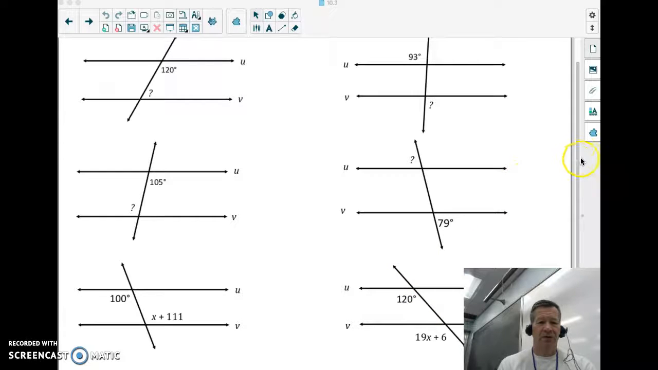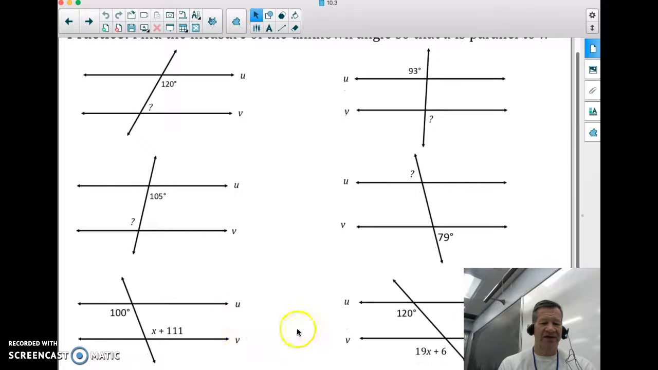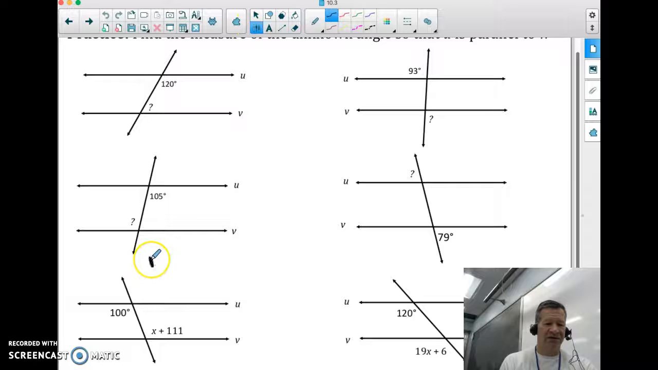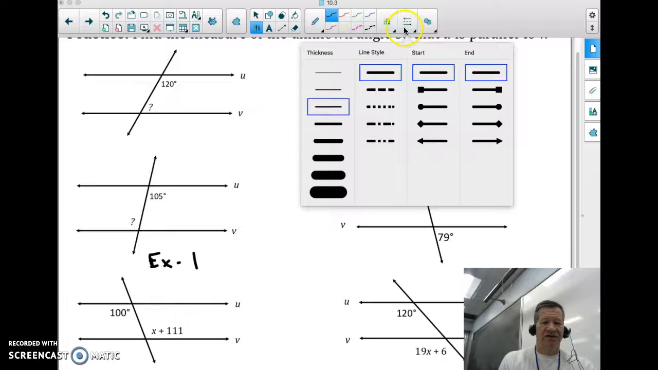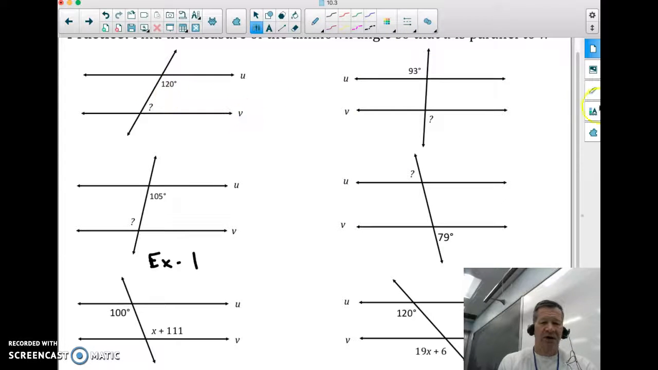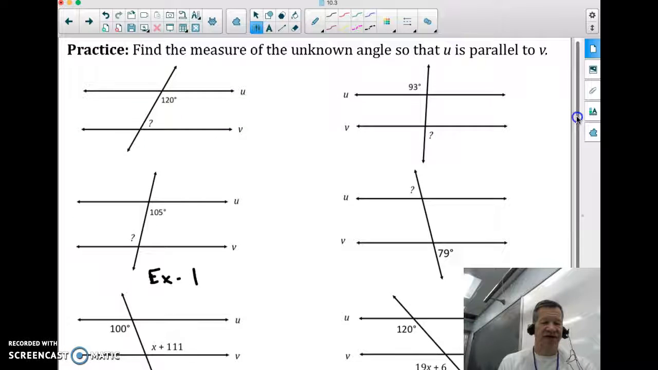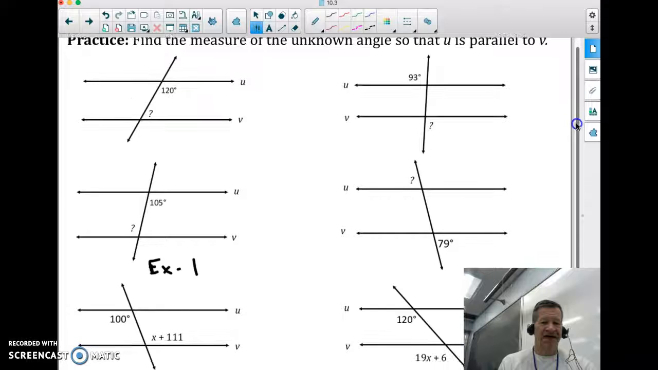So what we want to do here is you have a practice followed by example one. Your example one in your notes are the two problems, I believe, down on the bottom here. Okay, so let's get right to it. Let's start out with this first one. First of all, let's look at the directions. Find the measure of the unknown angles so that line U is parallel to line V.